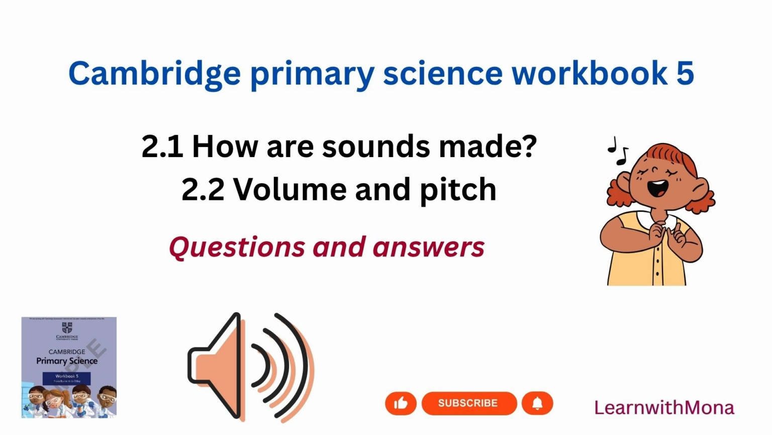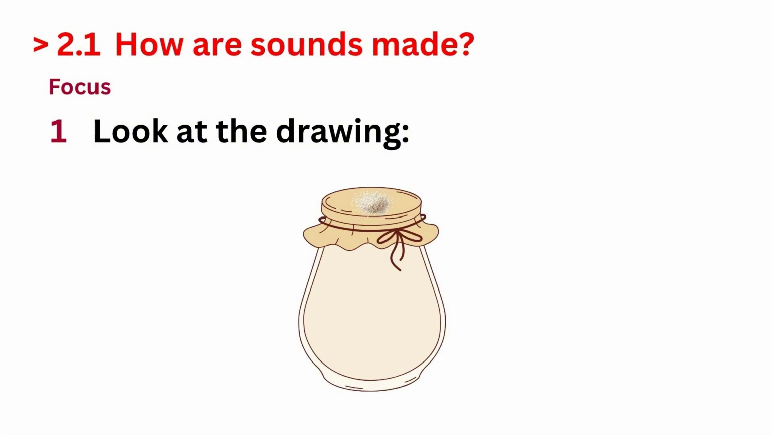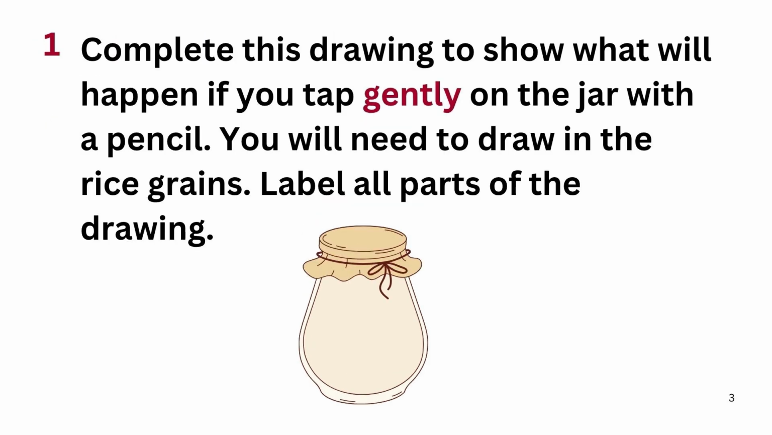Today we are going to do the exercises from Cambridge Primary Science Workbook 5. 2.1 How are sounds made? Focus. Question number 1. Look at the drawing. Complete this drawing to show what will happen if you tap gently on the jar with a pencil. You will need to draw in the rice grains. Label all parts of the drawing.